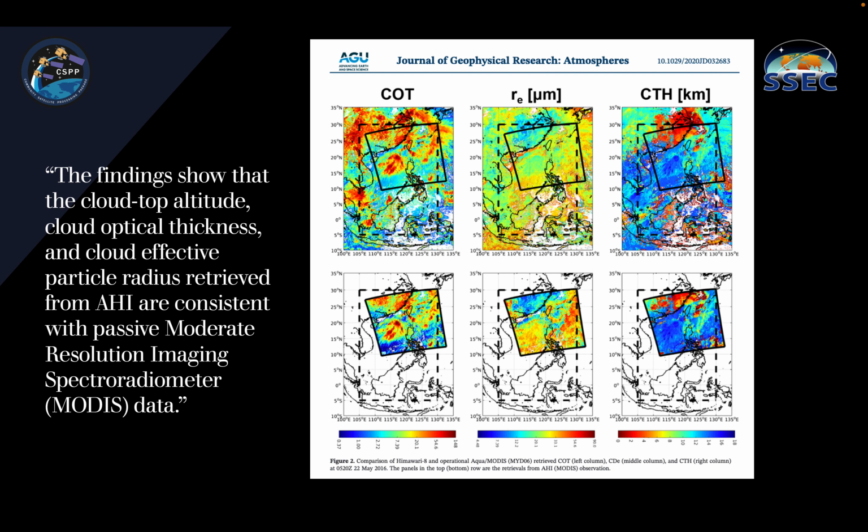So this is an actual screen capture of one of the figures in that publication. The top part are the AHI retrievals from CSPP GeoCat compared with the coincident MODIS retrievals from that time.